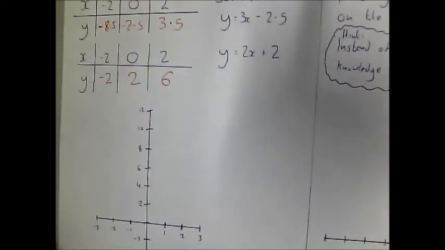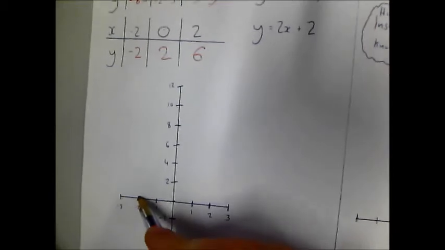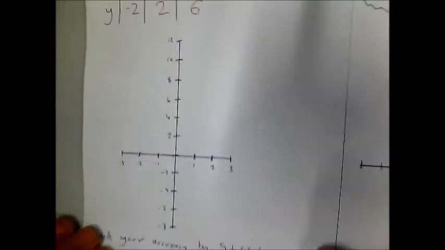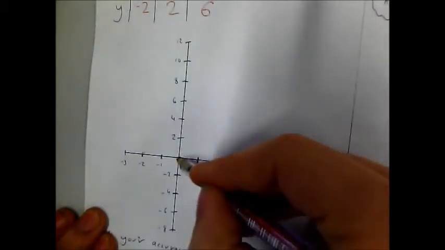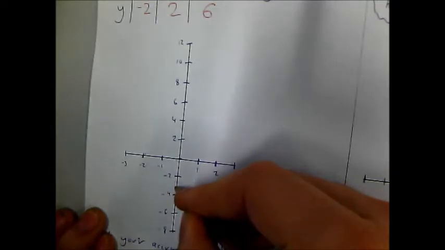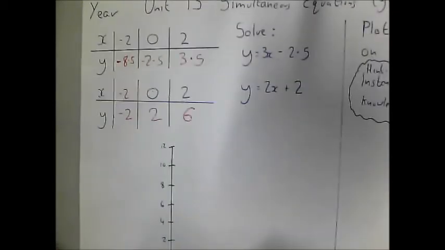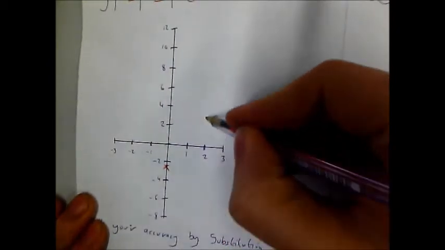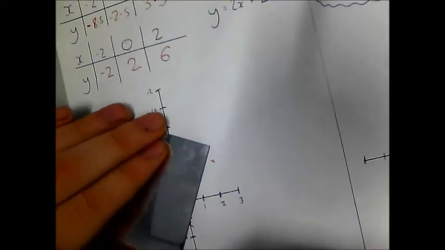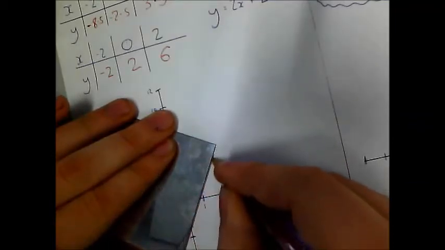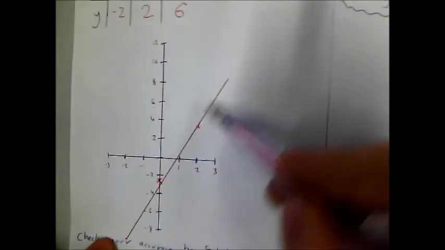We can now plot both of these on my graph. So, when x is negative 2, y is negative 8.5. Just need to move this over a little bit so you can see. So negative 2, negative 8.5 is here. 0, negative 2.5 is about, so that's 3, so 2.5 is about here. And then 2, 3.5 is about there. And let's join those up with a straight edge. I'm going to extend it a little bit further as well.